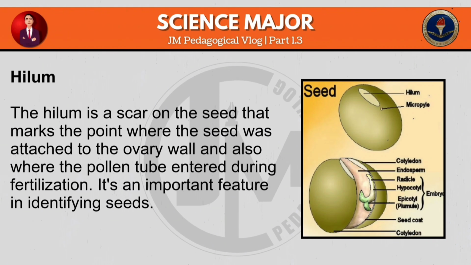The hilum is a scar on the seed that marks the point where the seed was attached to the ovary wall and also where the pollen tube entered during fertilization. It's an important feature in identifying seeds.